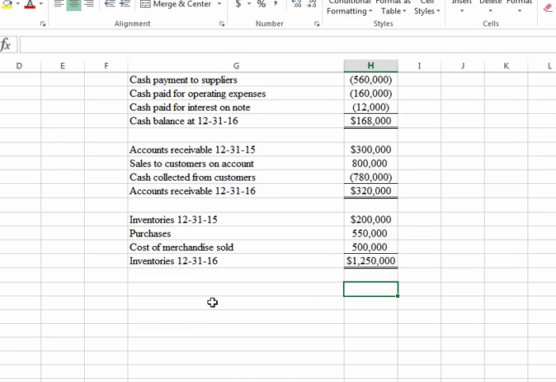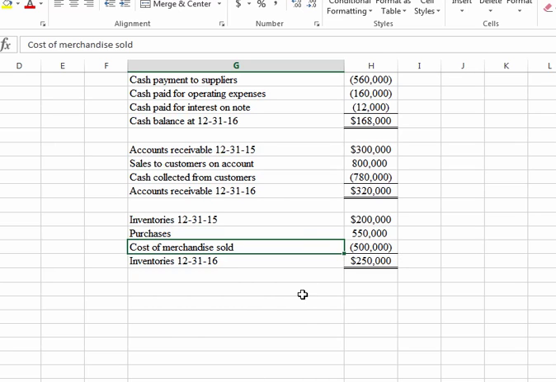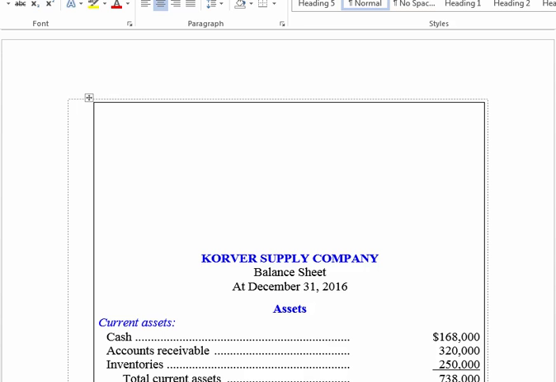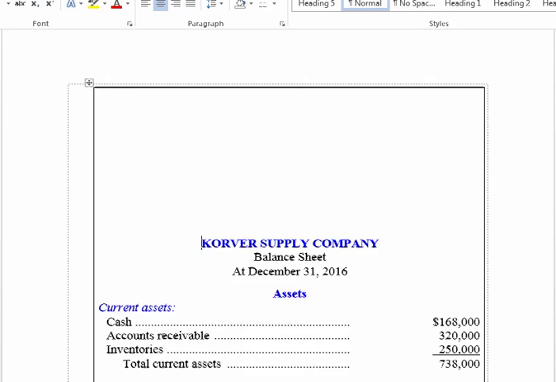Before we do that, I hope you noticed the problem. Purchases would increase inventory. Cost of merchandise sold, though, would decrease inventory. Pretty big difference there. 1.25 million or 250,000. Excuse me on that one. This one should have been entered as a negative. So our inventories balance will be 250,000. And that's it for current assets. So let's total those up. We get total current assets of 738,000.